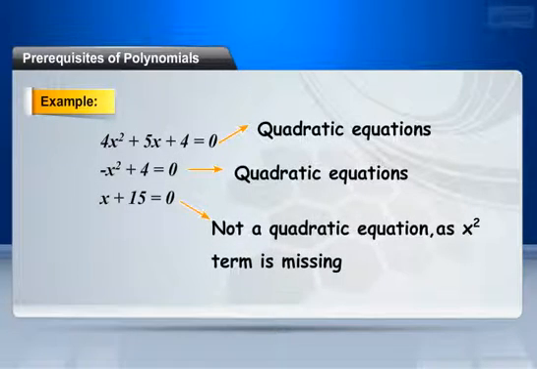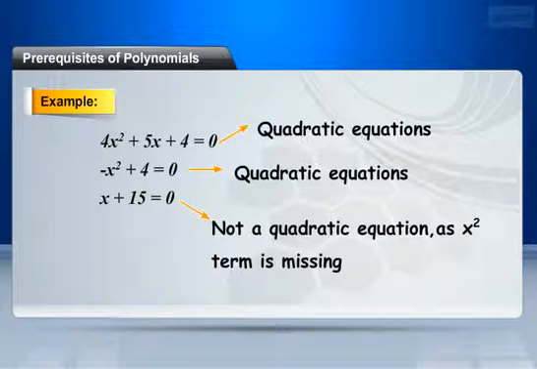Let us see some examples of quadratic equations. 4x squared plus 5x plus 4 equals 0. Here in 4x squared, the order is 2. So it is a quadratic equation. Next example is minus x squared plus 4 equals 0. Here in minus x squared, the order is 2. So it is also a quadratic equation.